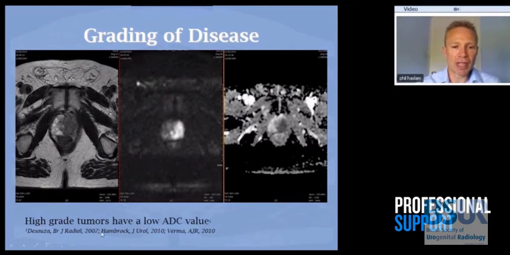These go back to 2007, both of these from 2010, and these show that high-grade tumours have a low ADC value. You look at this tumour on the T2 weighted scan and you think, well, actually, it really does look like quite a nasty high-volume tumour. It's very bright on the B1400 and it's significantly restricted on the ADC map. This came back as a Gleason 9 tumour on biopsy.